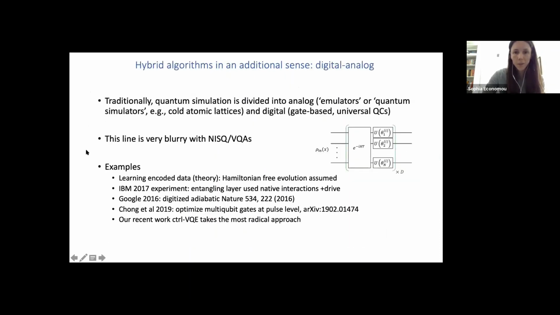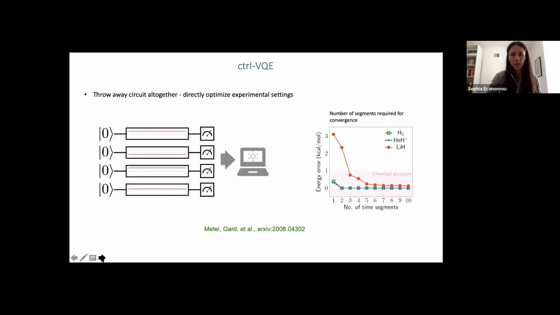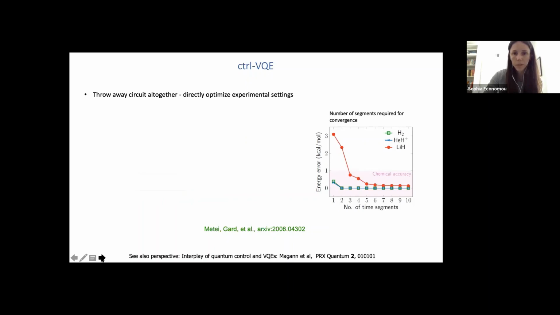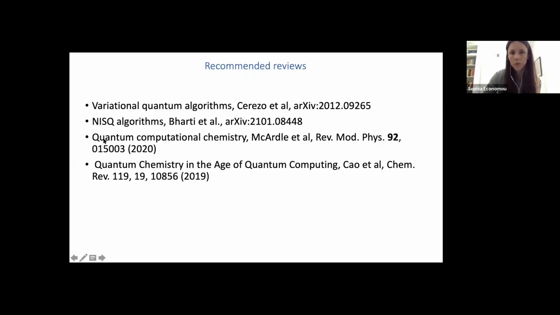So the very last thing I want to mention before I conclude is that traditionally, when you hear quantum simulation talks, you often hear about analog simulation, which is what Feynman envisioned and what the quantum simulation community, such as cold atom people, do. And there's the digital universal quantum computing community. But actually with NISQ and VQAs, this line is really blurred. And in many of the examples I already showed you, not all gates were proper gates. Some were Hamiltonian evolutions, and some were pulses you optimize, etc. I'm going to skip the slide. I just want to mention we have some work where we directly optimize, throw away the circuit, directly optimize the pulse. So I'll skip through this and leave you with a list of recommended reviews on the things I talked about.